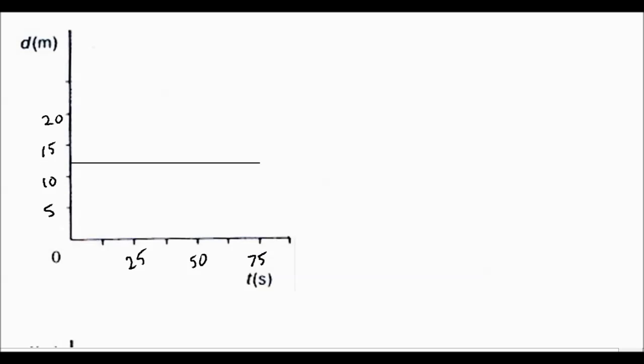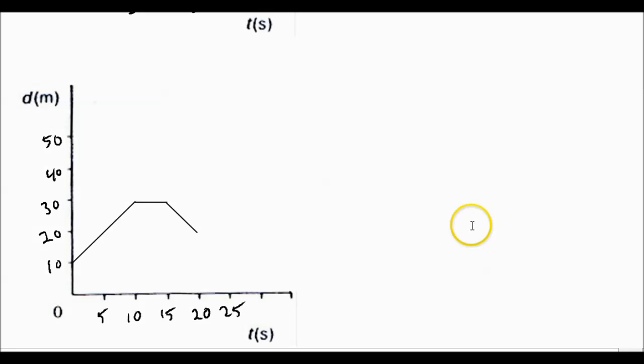This line, think about it, where is the object at 25 seconds? Well, it's about 12 meters away. Where is it at 75 seconds? It's still at 12 meters away. It hasn't moved. So the speed is going to be 0. We can confirm it because a flat line has a slope of 0. It is moving at 0 meters per second. That's just the slope of a flat line. That is the speed of it, because the slope of a distance time graph is the speed or velocity.